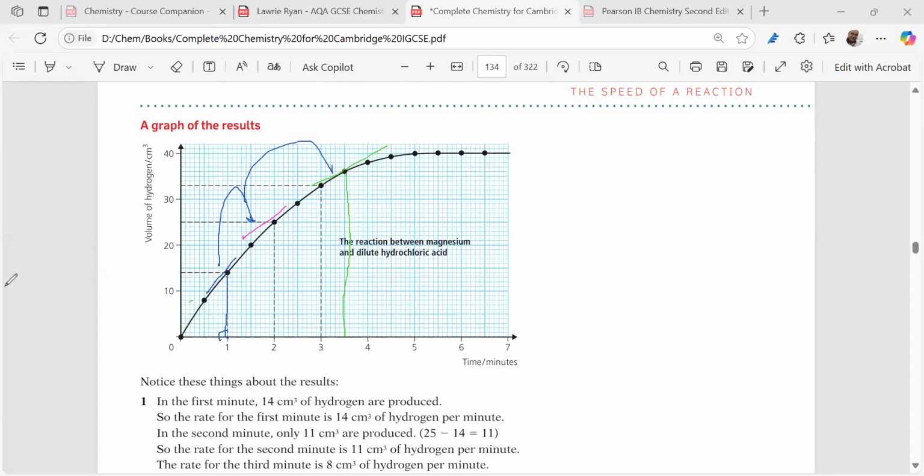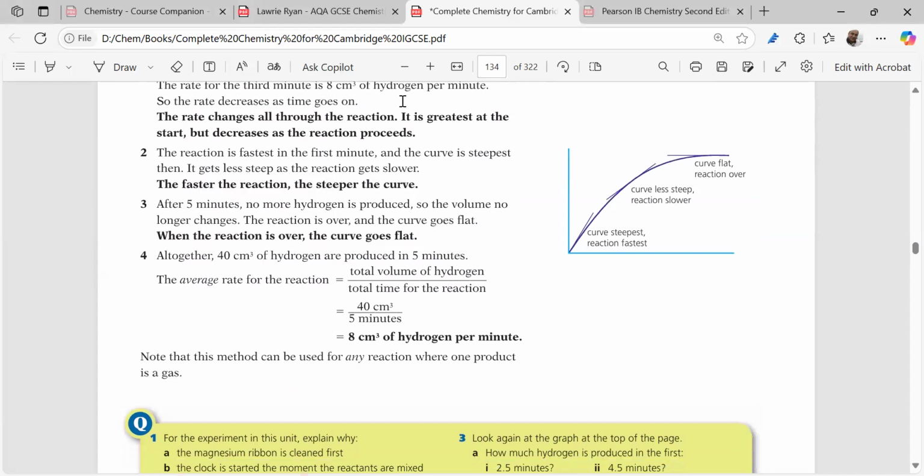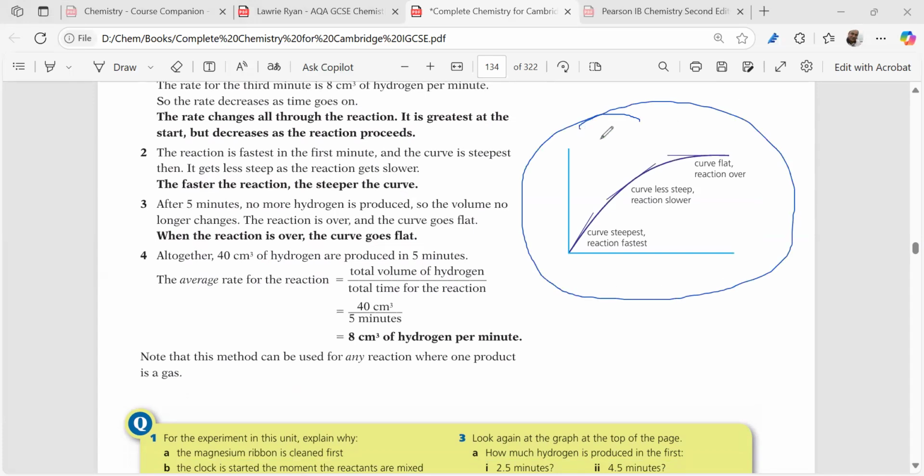Understood? Something like this happened. If you see, the steepness of the tangent will be telling you the rate of the reaction. Remember one thing: the steepness of the tangent. So as the reaction goes on, what happens? The rate of the reaction slows down. This is the observation we have seen from the experimental data also.